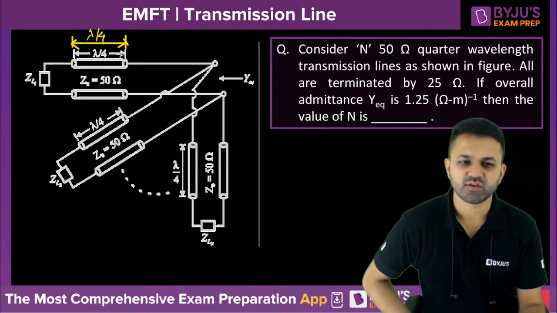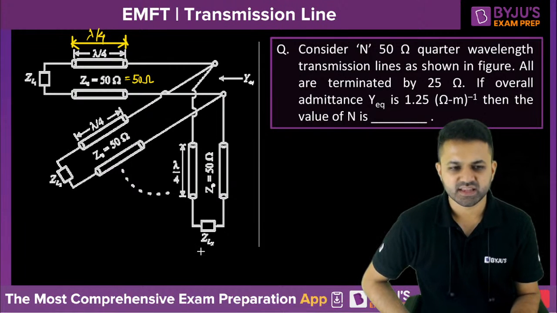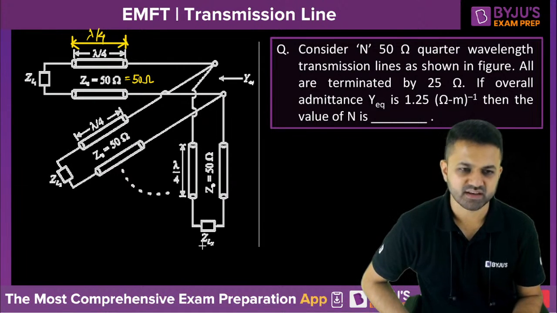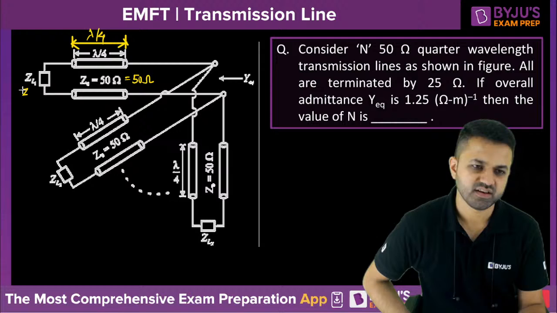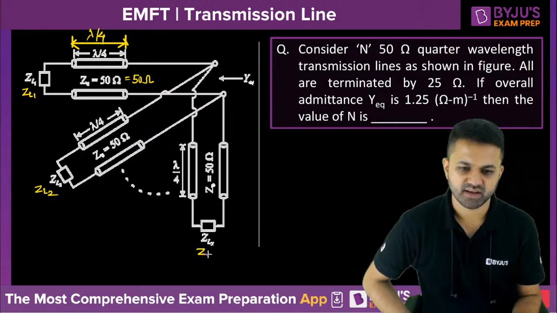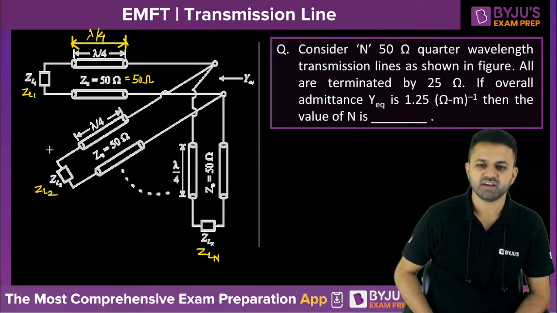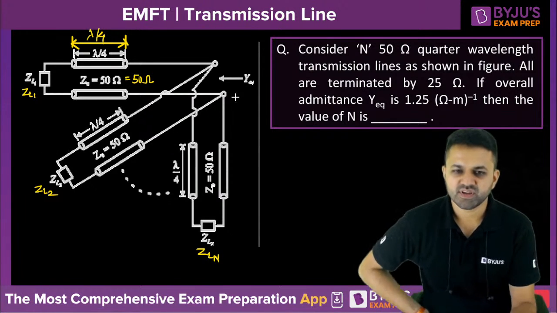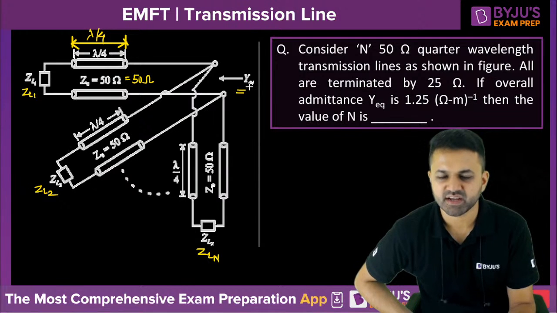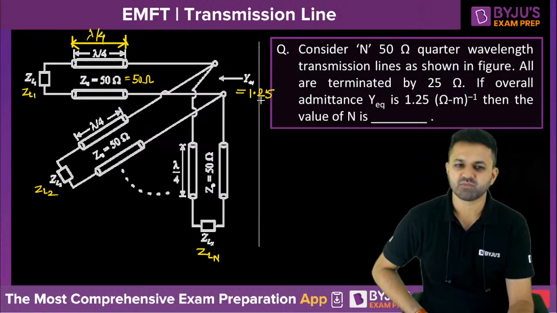The length of each transmission line is lambda by 4 and the characteristic impedance is 50 ohm for all the transmission lines. There are N transmission lines present, with loads ZL1, ZL2, up to ZLN, connected in shunt. It is given that the overall equivalent admittance is 1.25.